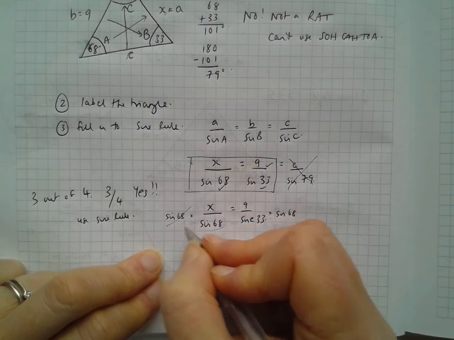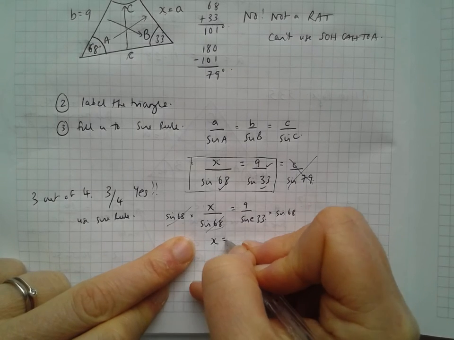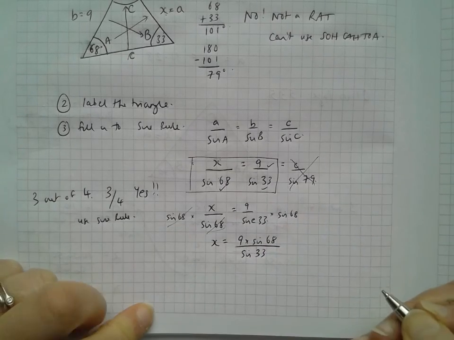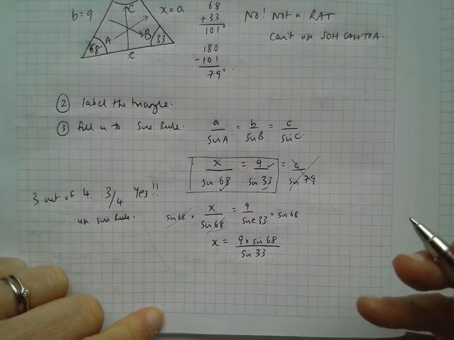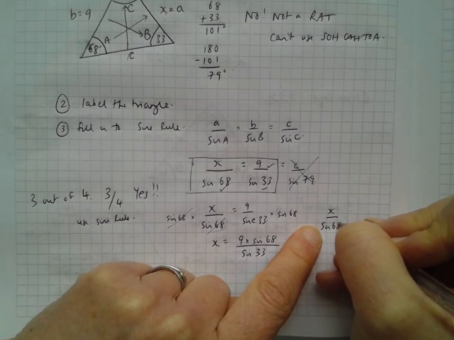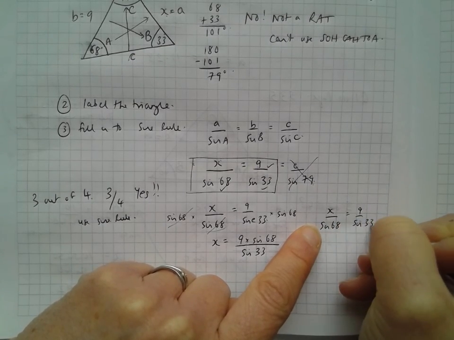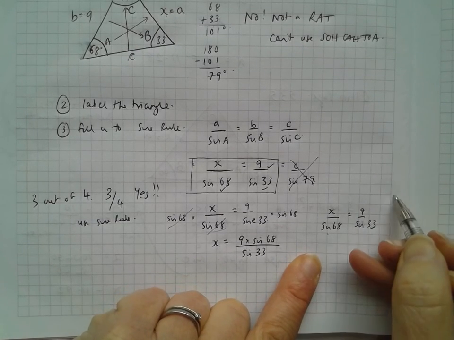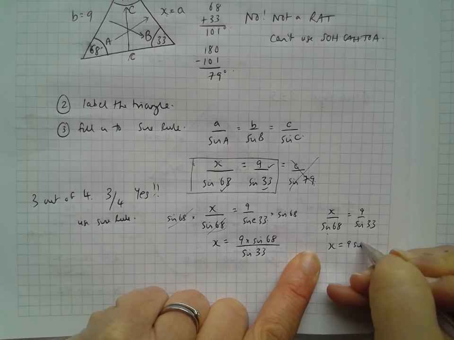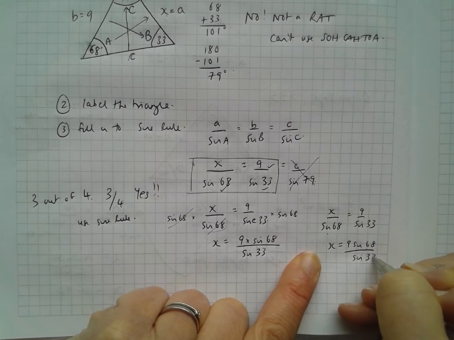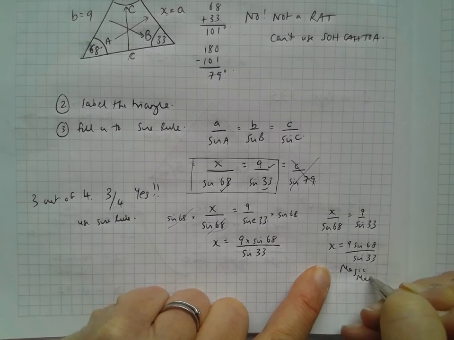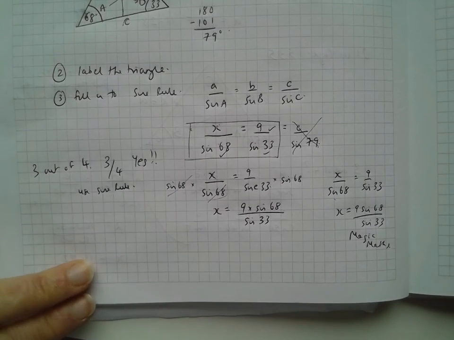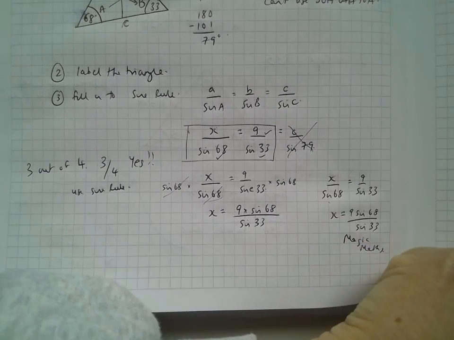They would cancel out, and what I'd be left with is x is equal to 9 times sine 68 over sine 33. Now you could say magic maths. You could say x over sine 68 is equal to 9 over sine 33. I want to move that to the other side. If it's dividing here, it's going to multiply on the other side. x is equal to 9 sine 68 over sine 33. As I say, that's what I call magic maths. You don't really understand why you're doing it, but you're doing it, and it works the same way. So what I'm left with here is that x is equal to 9 sine 68 over sine 33.